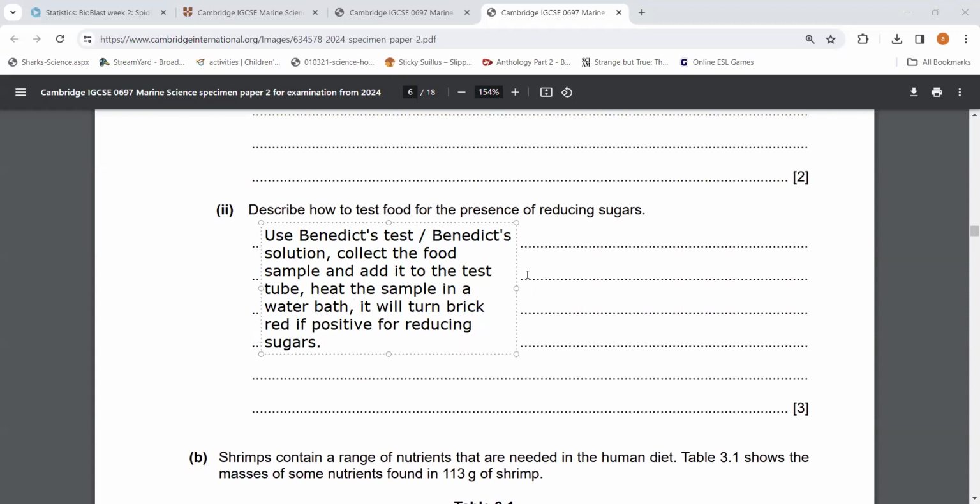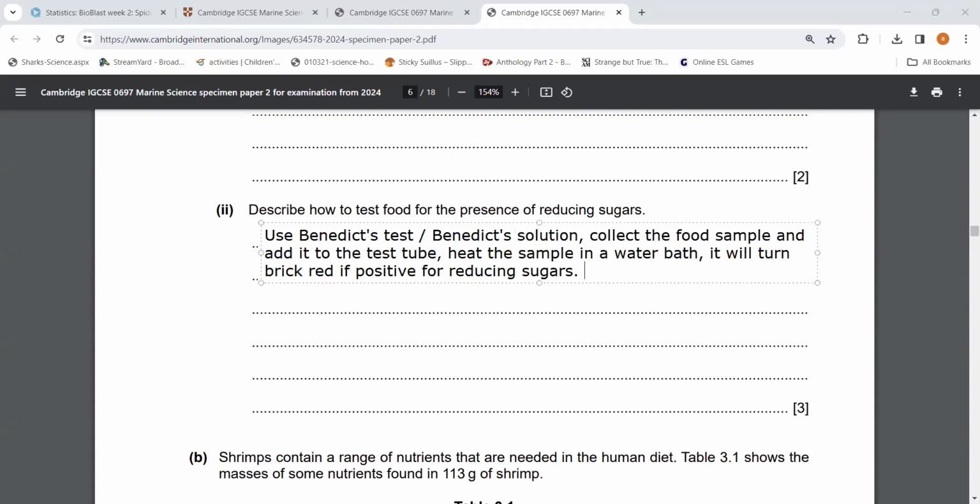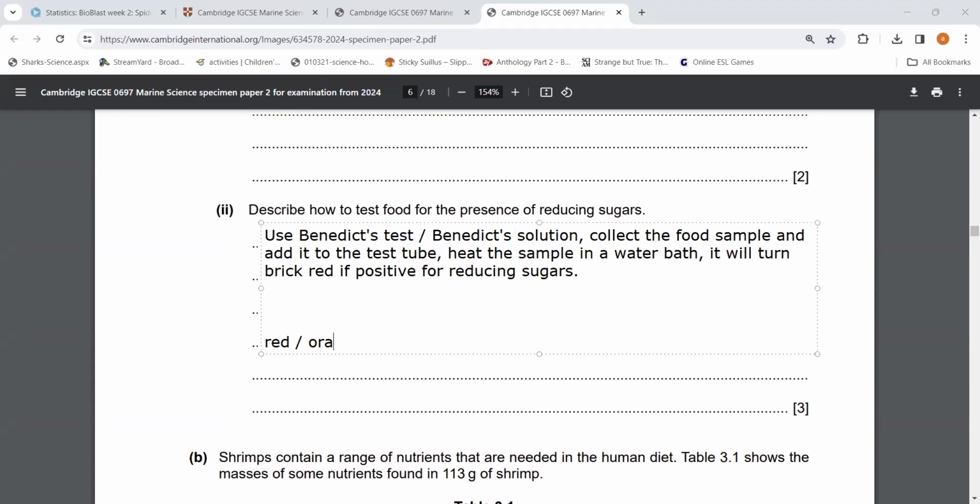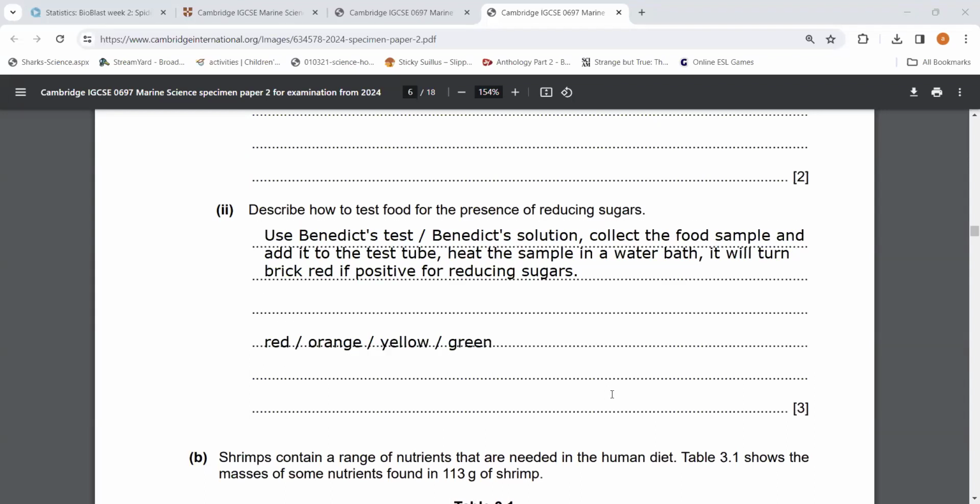Okay, so now I've put brick red. But you actually can get the mark if you say red, orange, yellow, green, because it turns any of those colors if it's positive. It's quantitative. So for example, if it's bright red, it's high in these reducing sugars, glucose. If it was green or yellow, it's lower, but it does still have the reducing sugars in it.